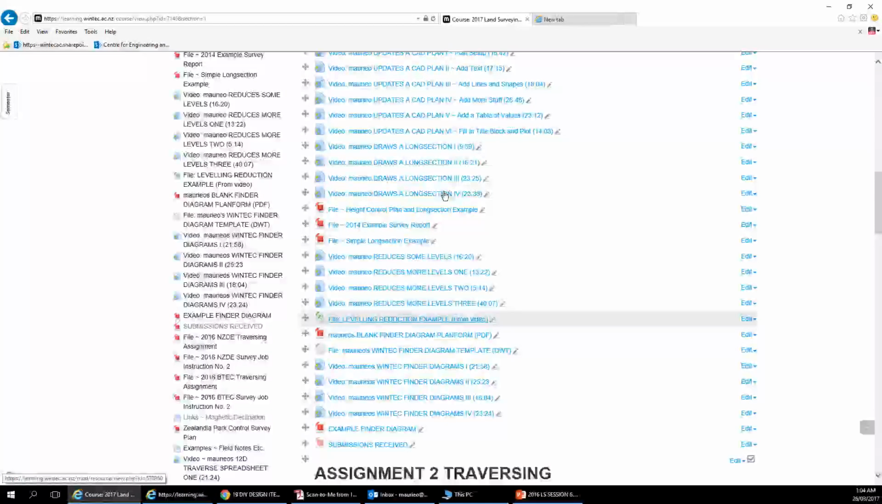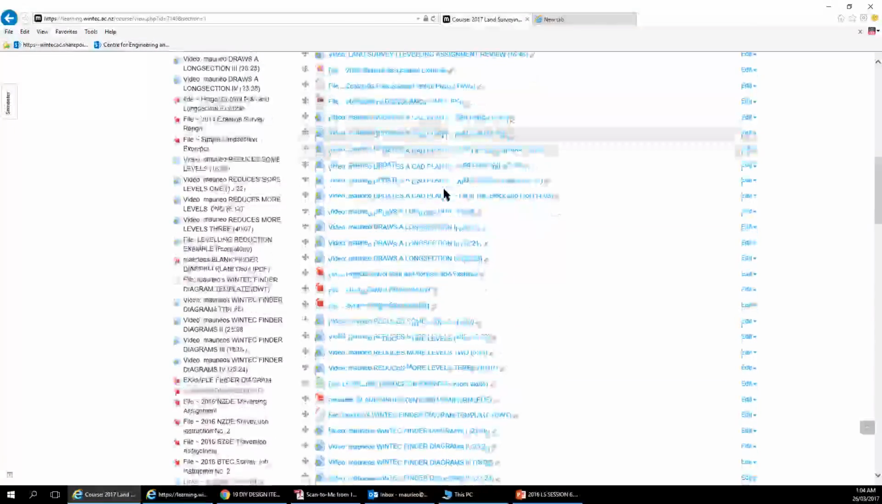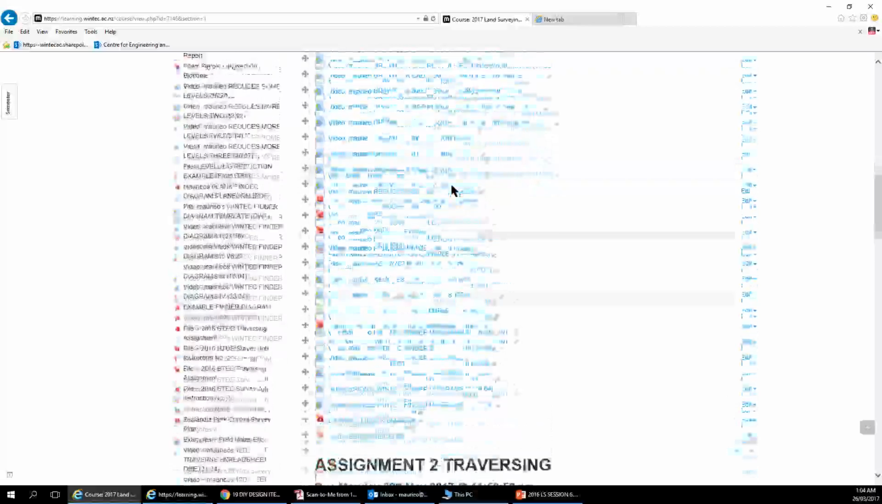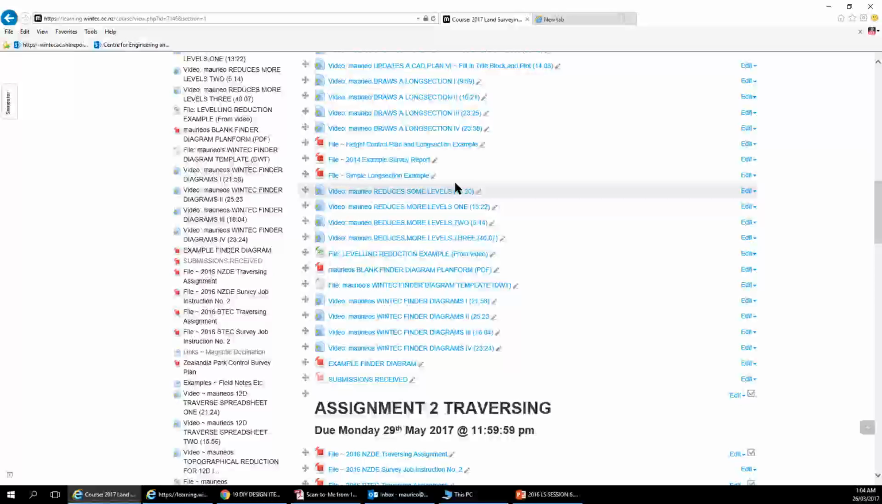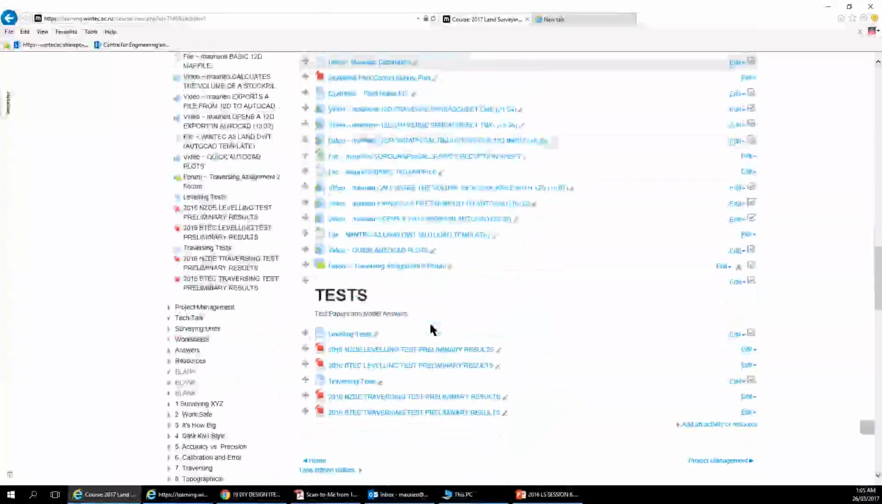I refrain from giving you exact student examples of the levelling report and what's due there, because it's really up to you to do some of your own thinking on this. I can show you examples, but only show you examples. I can't physically or digitally give you an example. The traversing assignment is coming up, and we've got a date for that. And then the levelling tests are down here, and we've got a test coming up on the 12th of April in 2017.